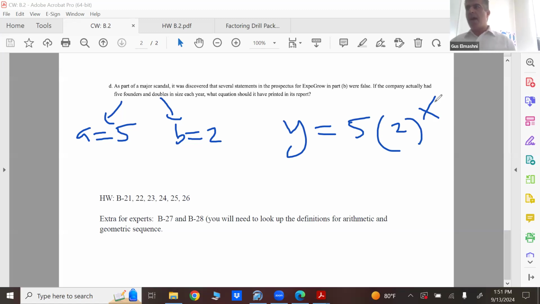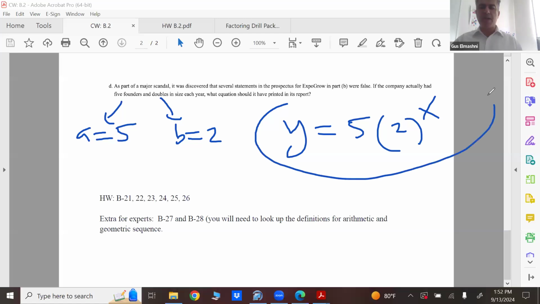So the company said it had 3 founders and was quadrupling the number of employees every year, but really they should have been doubling. And they didn't recognize that it's actually more than 3 founders, actually 5 founders.